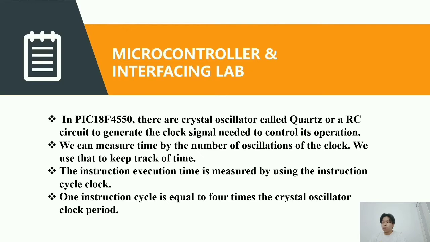The third one, the instruction execution time is measured by using the instruction cycle clock, and one instruction cycle is equal to 4 times the crystal oscillator clock period.